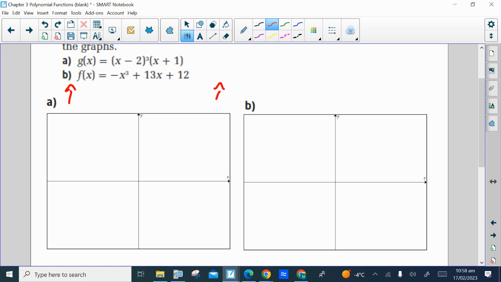It'll rise to the left, rise to the right. The fact that we have x minus 2 as a factor means that positive 2 is an x-intercept, as well as negative 1. But that positive 2 has a multiplicity of 3, which means there's a point of inflection there. The x-intercept of negative 1 has a multiplicity of 1, so the graph is going to cross through the x-axis there. We can find our y-intercept by letting x equal 0.